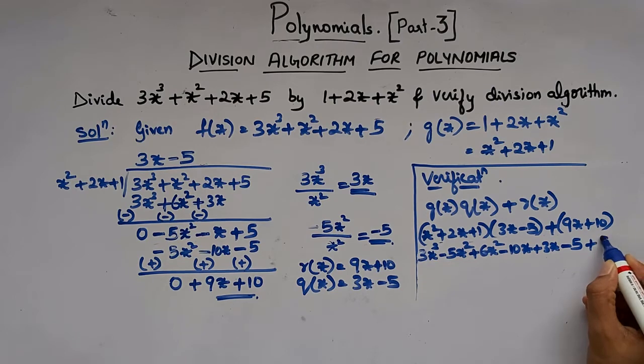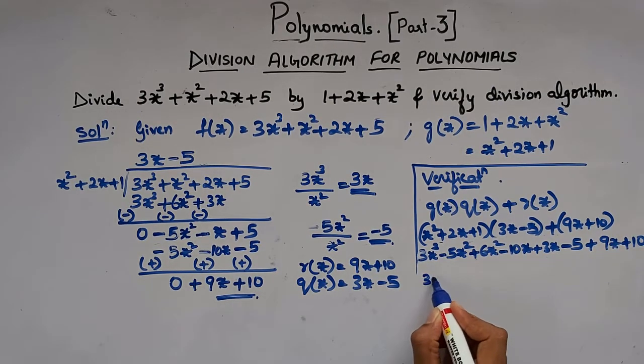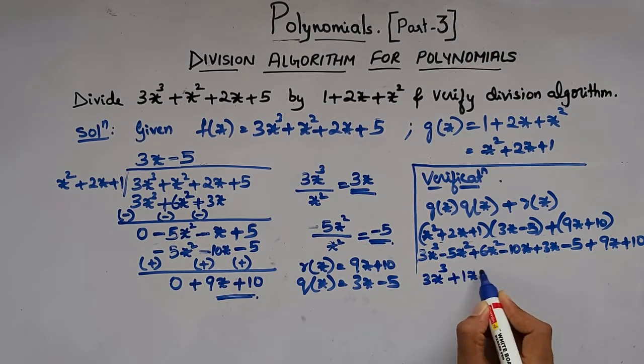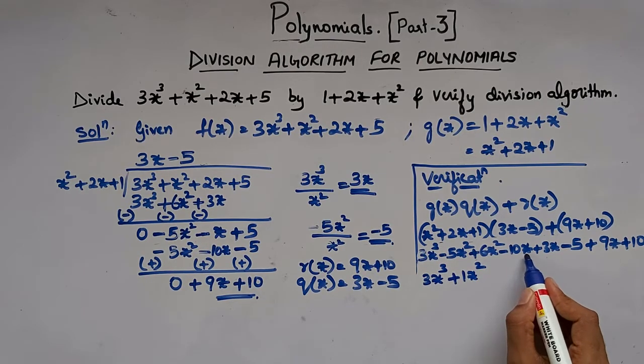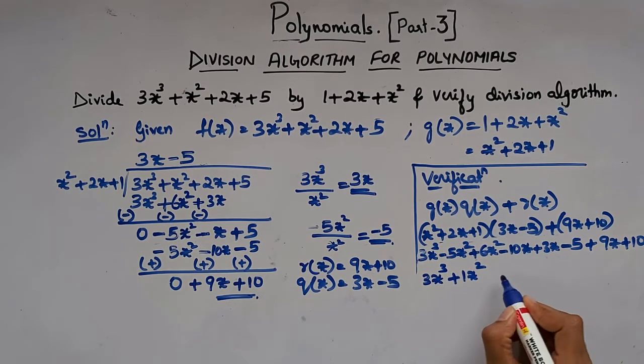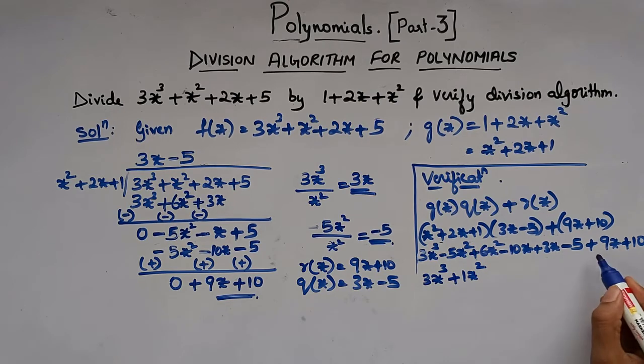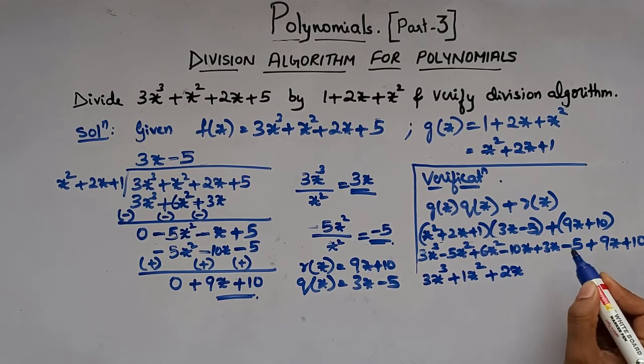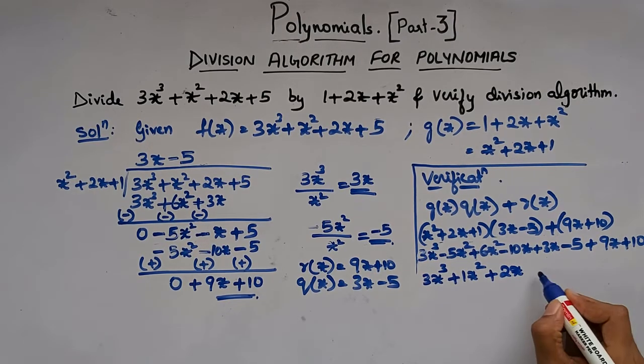And here we have 9x plus 10. So now we have 3x cube, minus 5x square plus 6x square is plus 1x square. Here minus 10x plus 3x is minus 7x. So minus 7x plus 9x is plus 2x. Here minus 5 plus 10 is plus 5.